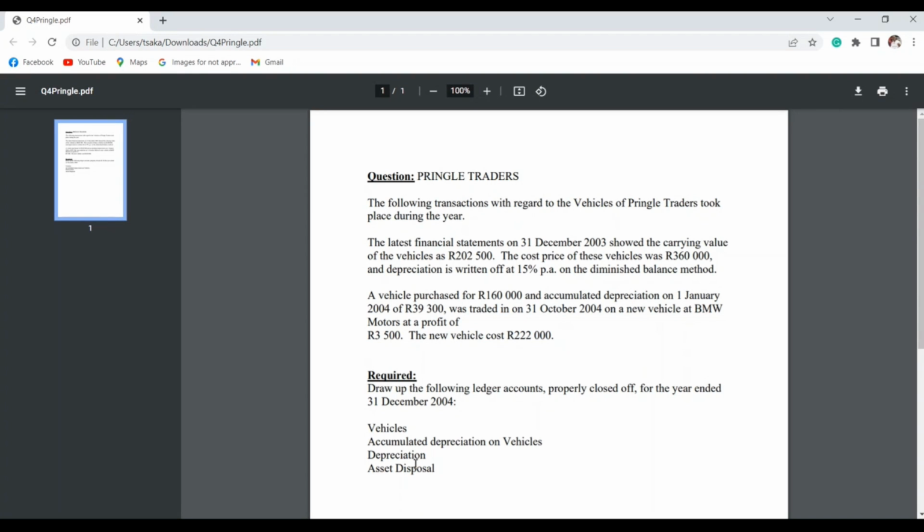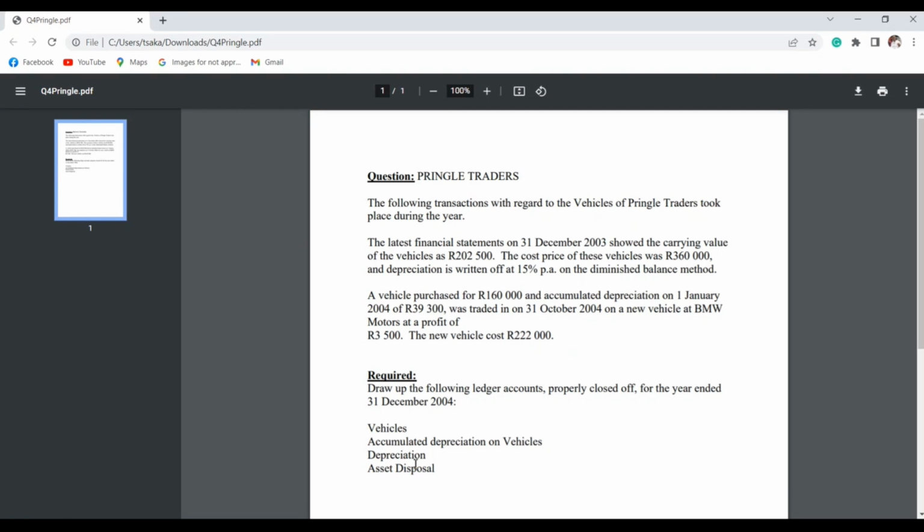When you get an asset disposal question where you are required to prepare vehicles account, accumulated depreciation on vehicle account, depreciation, and asset disposal, you need to look at the asset that was disposed or sold. And then you also have to look at the remaining vehicle and the new vehicle that was purchased. That's what you're going to calculate depreciation for, and that's what you're going to record in the vehicles account. I hope I'm clear.